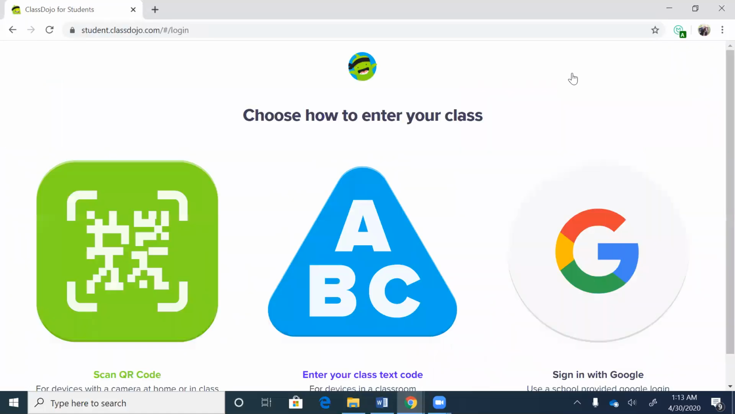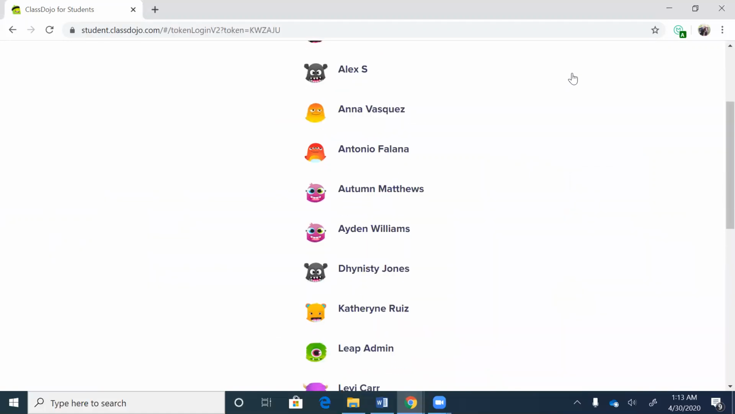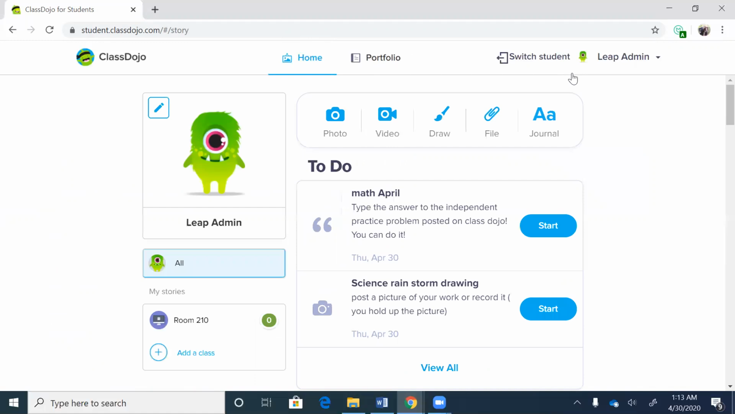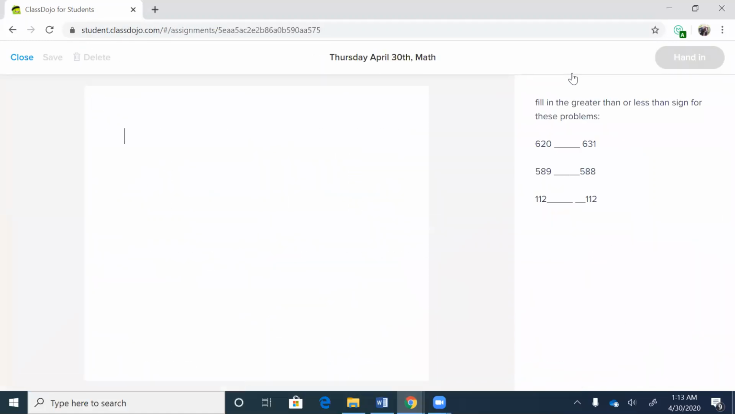Logging in as student. Click on portfolio, and here it is, Thursday, April 30th, math. And I gave you 3 problems. Just put the symbol where it belongs, okay? So your symbols are going to be the greater than, less than, and I forgot to put, there could be an equal to. So make sure you hand it in.